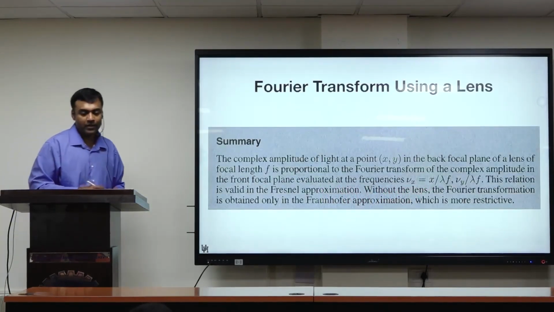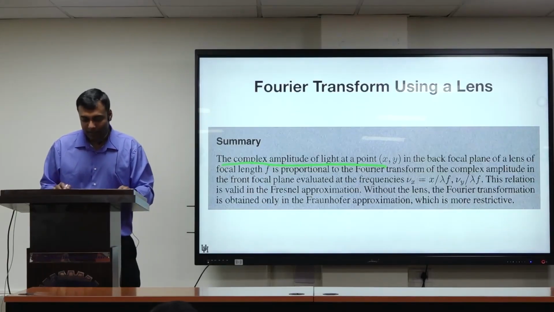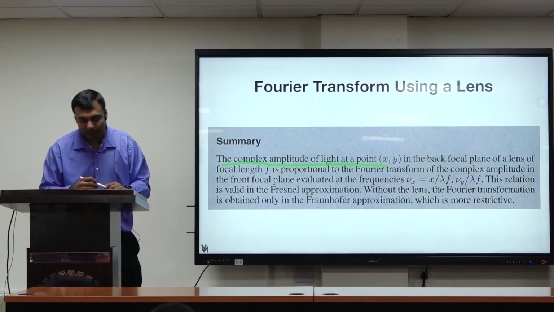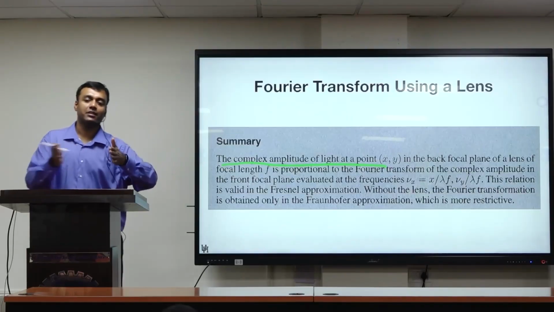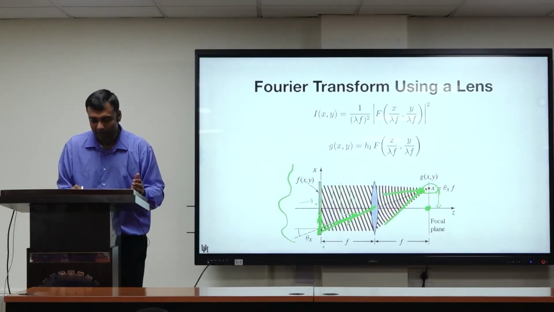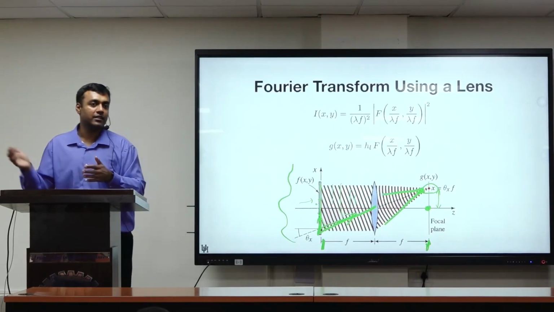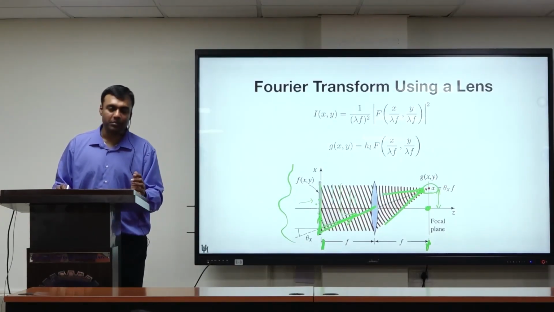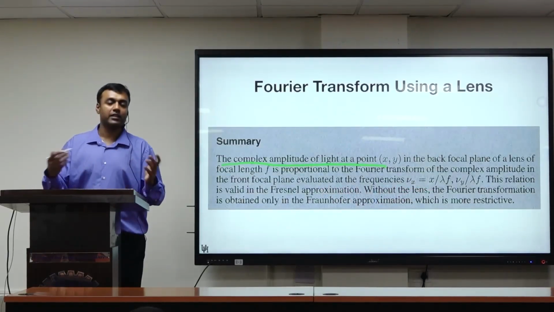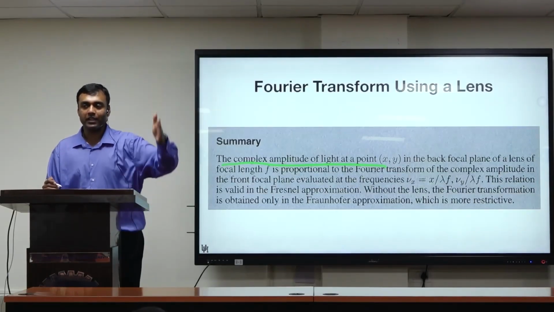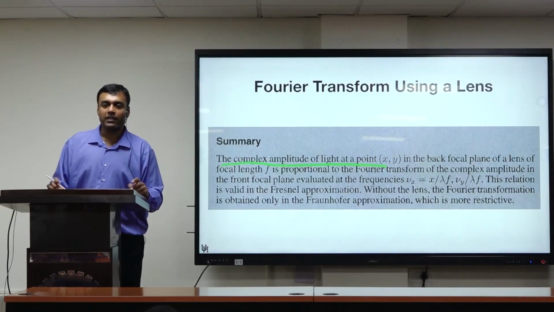In summary, what we are essentially saying is that if you take an object and put it at the back focal plane, so the left side, this is called the back focal plane, this is called the front focal plane, at a distance f on the left side and a distance f on the right side. If you put it in front of a lens, on the other focal plane it's basically the Fourier transform of the waveform on the left hand side. That's essentially what we are saying.